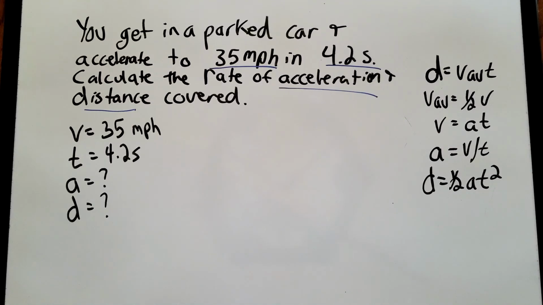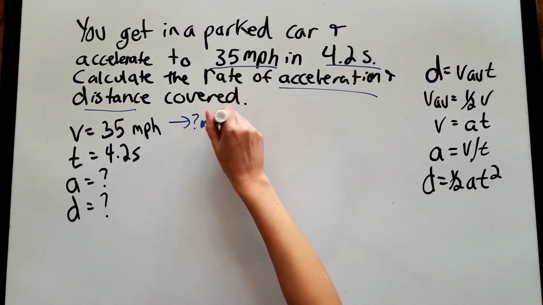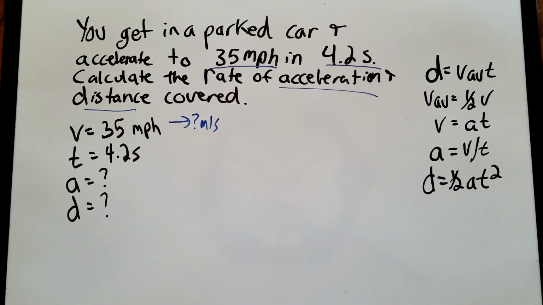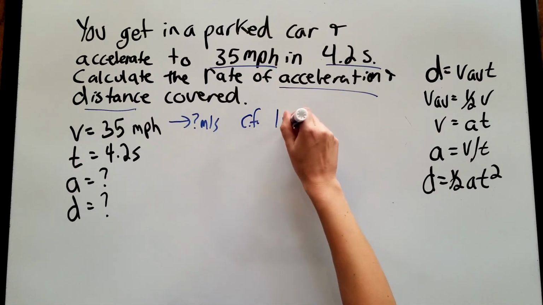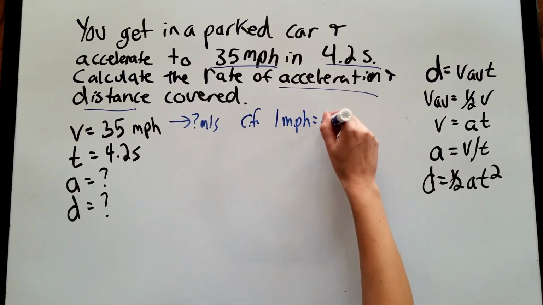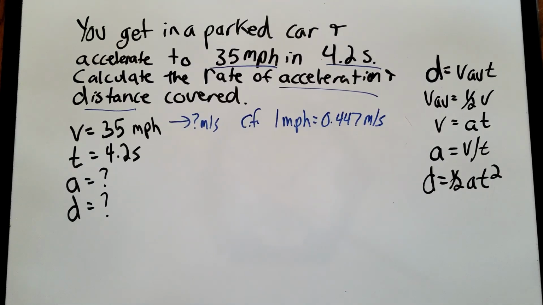So I'm going to take my 35 miles per hour and I'm going to convert it to meters per second. And we have a conversion factor on your equation sheet that will do that for us in one step. And that conversion factor is 1 mile per hour is equal to 0.447 meters per second.